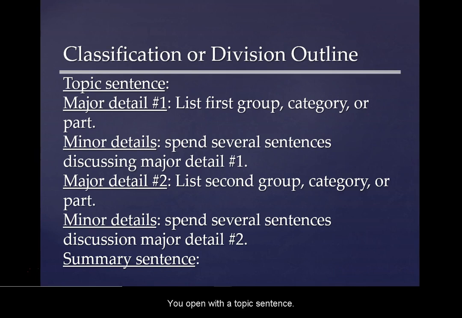You open with a topic sentence. You list major detail number 1, which would be the first group, category, or part. Then spend several sentences discussing major detail number 1, offering vivid examples, etc. If time and space allow, you'll move on to major detail number 2, which would list the second group, category, or part. You would follow that up with some minor details, several sentences that discuss major detail number 2. Again, vivid examples, illumination, etc. And of course, end with a solid summary sentence.